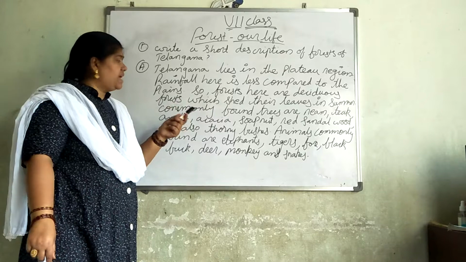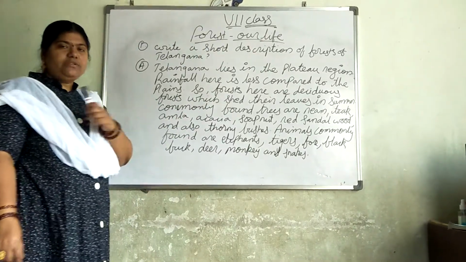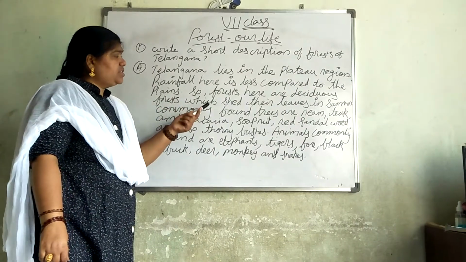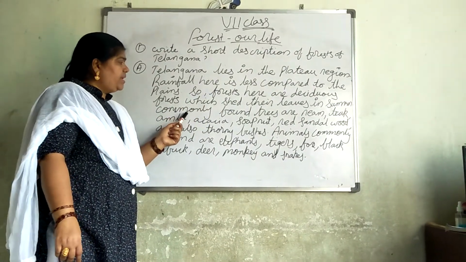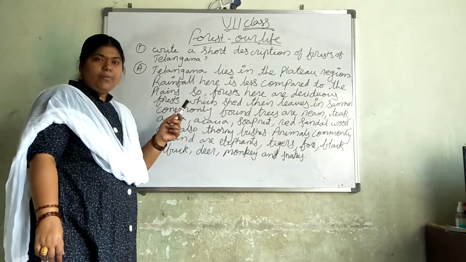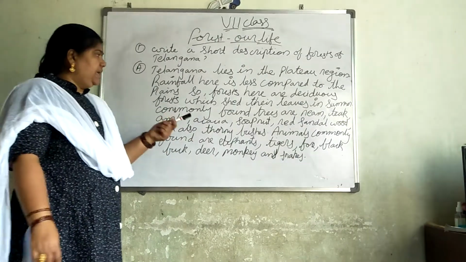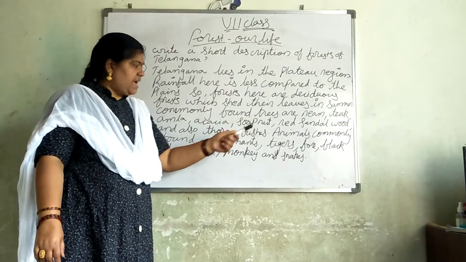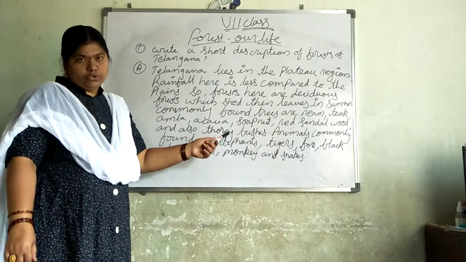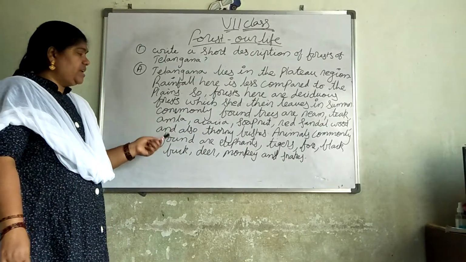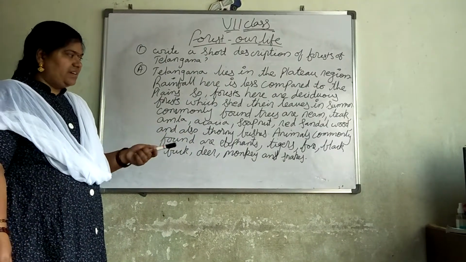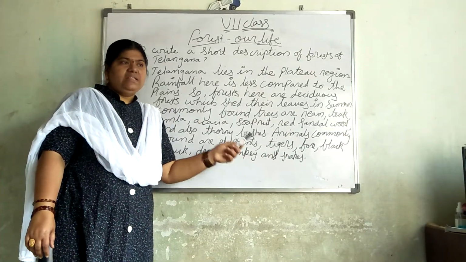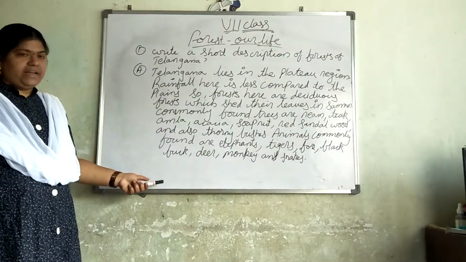So forests here are deciduous forest. Which forest will be present here? Deciduous forest will be there, which shed their leaves in summer. Common trees found here are neem, teak, amla, acacia, soapnuts, red sandalwood, and also thorny bushes. Animals commonly found are elephants, tiger, fox, blackbuck, deer, monkey, and snakes. These are the animals we can see in Telangana region.